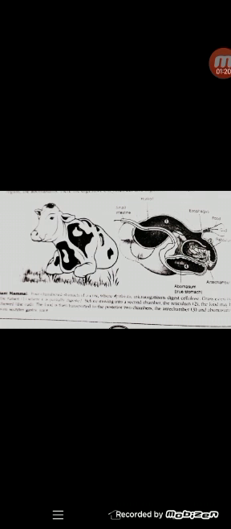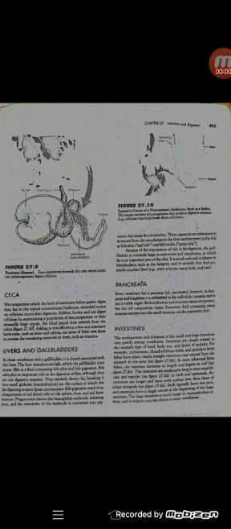Omasum and the abomasum is the true stomach. Here the numbers are shown, showing the mechanism of digestion. Part of the gut or the alimentary canal or the digestive tract is the ceca. Microorganisms attack the food of the ruminants before gastric digestion.